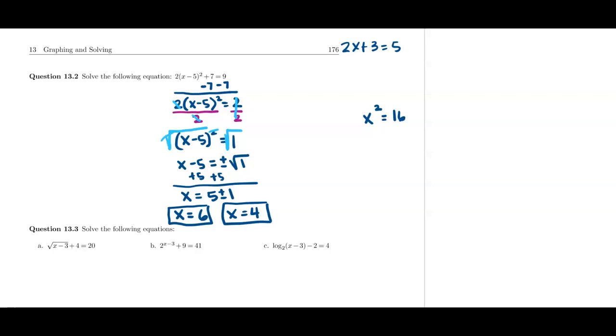And we expect there to be 2 answers because remember, our highest exponent was a 2, and that tells us how many solutions we'll end up with. If it was a 3, we'd expect 3 answers. If it was an exponent of 4, I'd expect 4 answers, and so on.